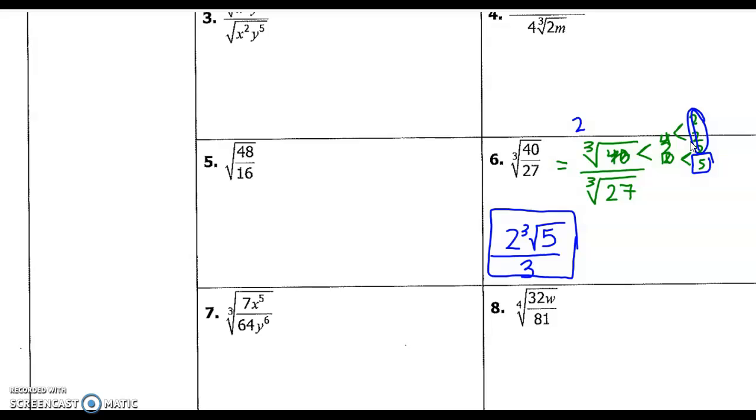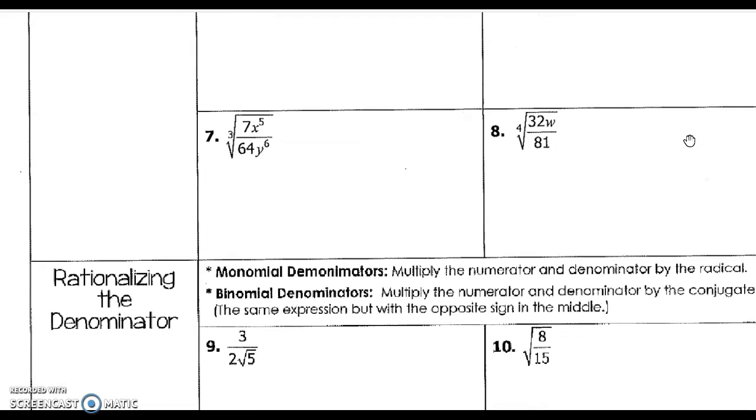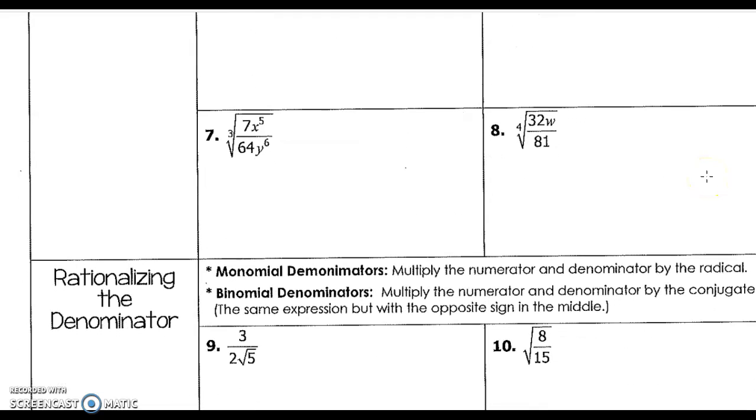All right, similarly on number 8, I've got 32w over 81. We've got the fourth root of that. We can't simplify, so we go ahead and break it up. So we've got the fourth root of 32w over the fourth root of 81. So if you want to do the easy part first, I know the fourth root of 81 is 3. If I didn't know that, I could just use my calculator and check it and see if it's pretty. If I check the fourth root of 32, that is not pretty. So I would break that up.